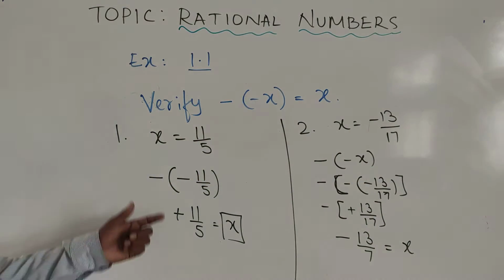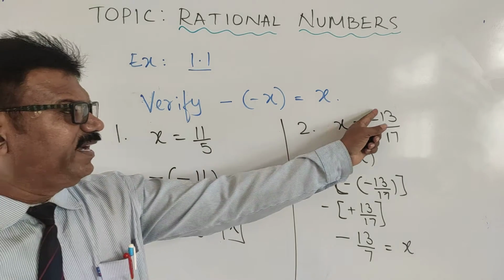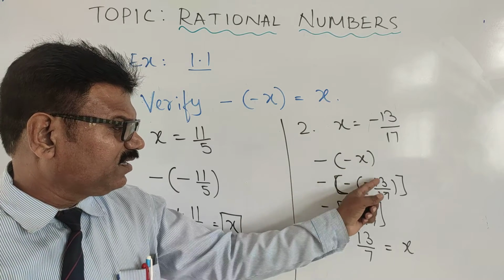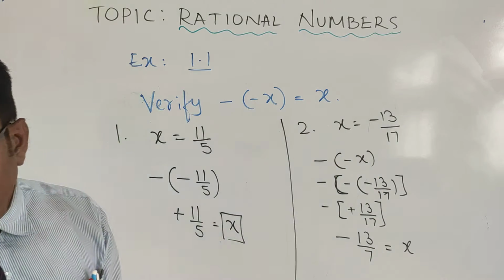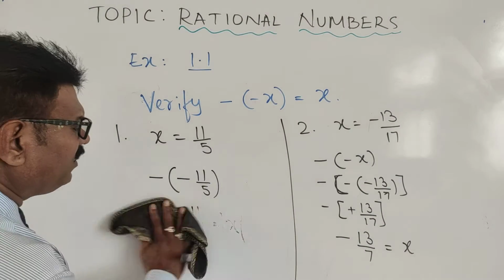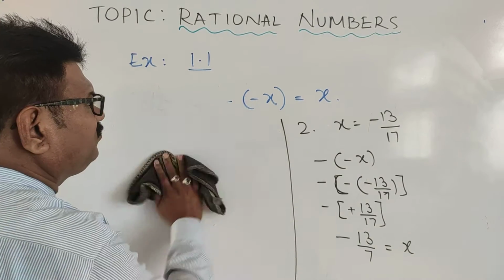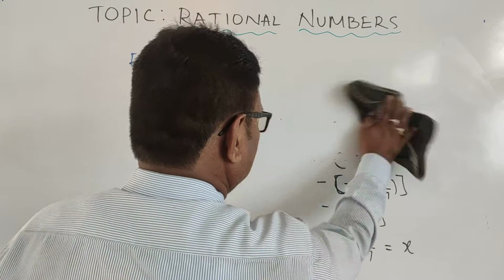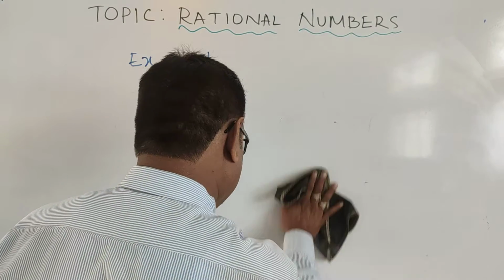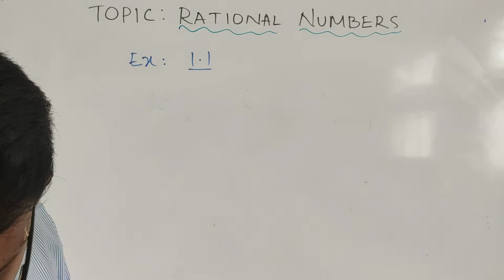Therefore, we have to verify. We have verified like this. x equal to minus 13 by 17. Minus into minus of x is nothing but like this. So verification will be like this. Next question. I hope you are understanding everything. Clear? Very simple questions. The only thing is we are using the properties. If you don't know the properties, then you will face a problem.